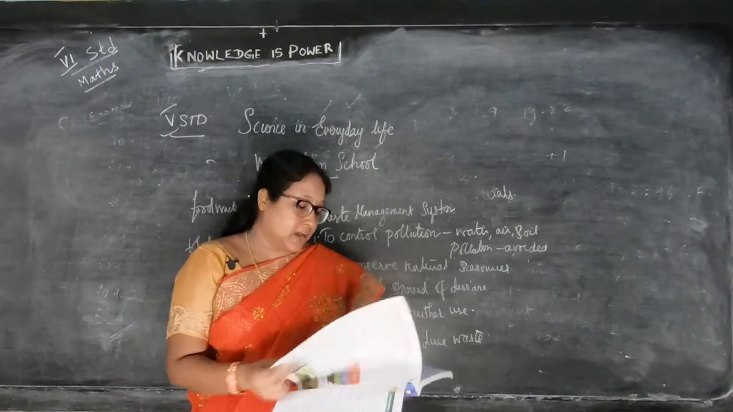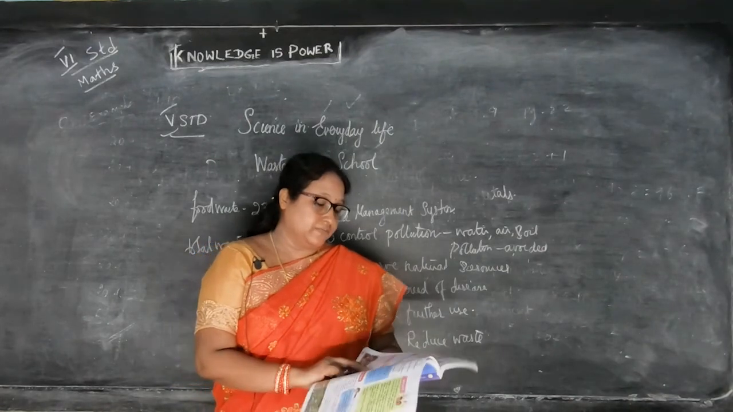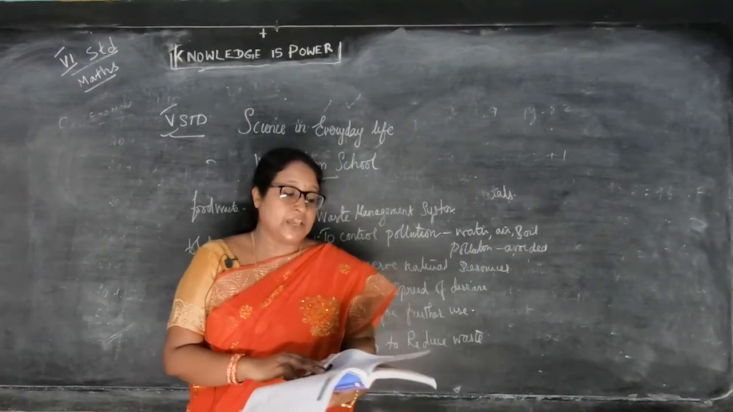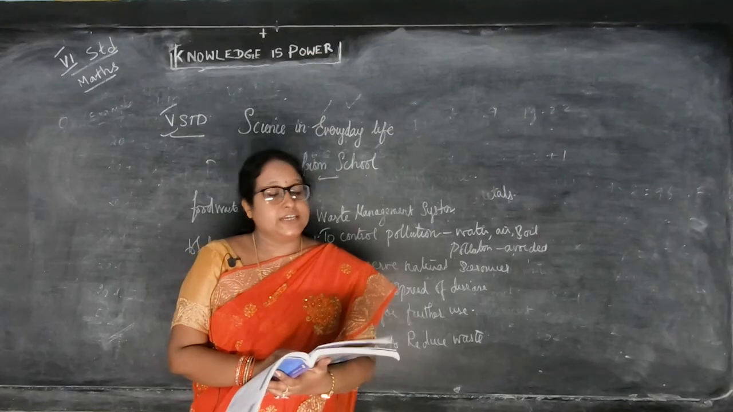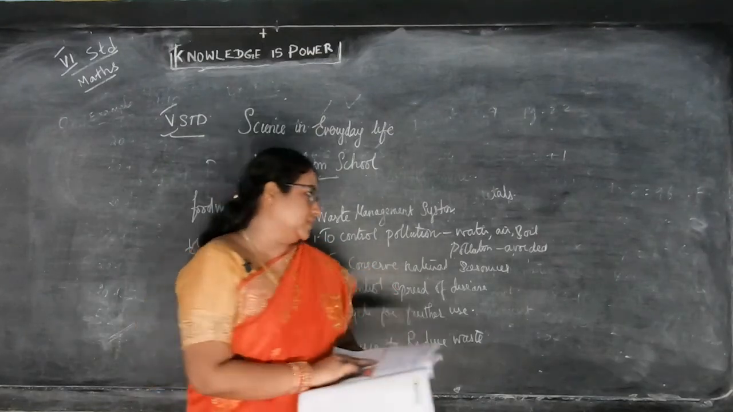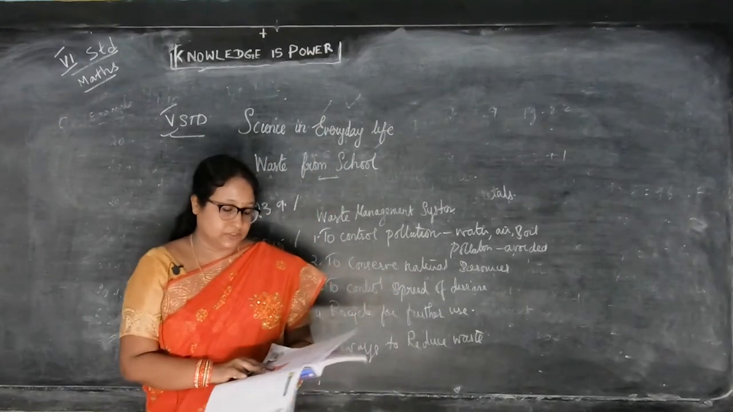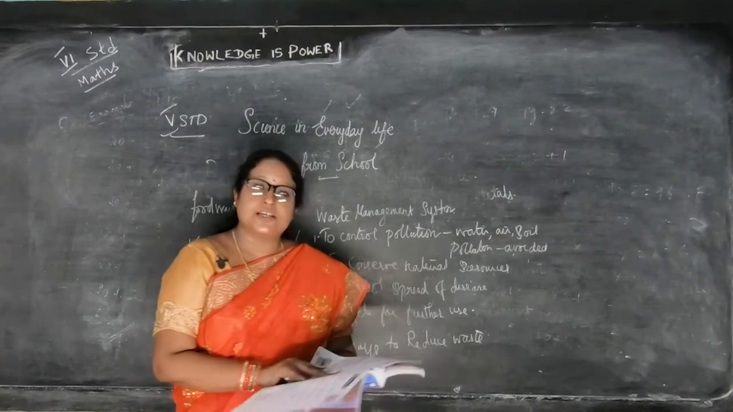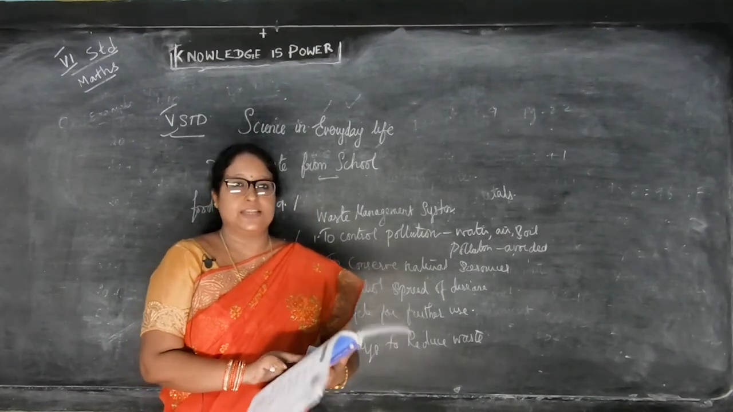Okay, children. So these are the waste generated in the environment. We saw about the household waste and the waste from the school, the means of proper disposal, and the ways to reduce waste. So these are the things we saw, children, now. So by this we are finishing the lesson. We'll start with the new lesson in the next class.